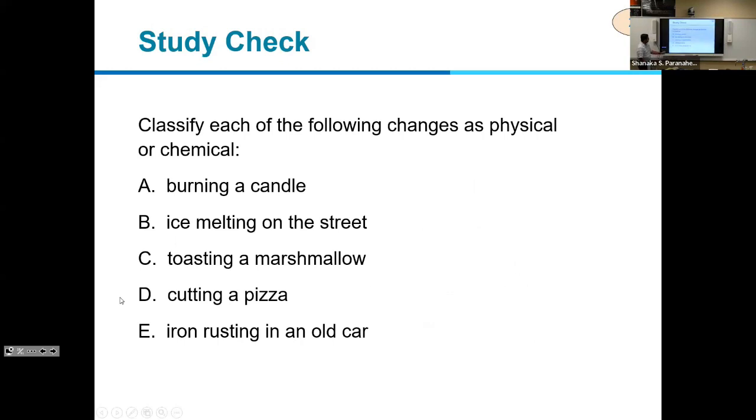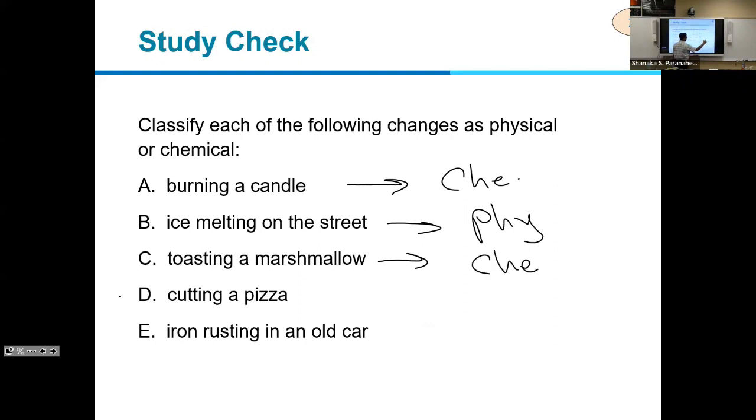Okay, next, burning a candle, chemical. And next one, ice melting on the street. It's a change of state. Yes, it is physical. And toasting a marshmallow, chemical, because it changes its texture. It's going to be chemical. And cutting a pizza, it's physical. So that's change of shape. Last one is iron rusting in an old car, chemical.